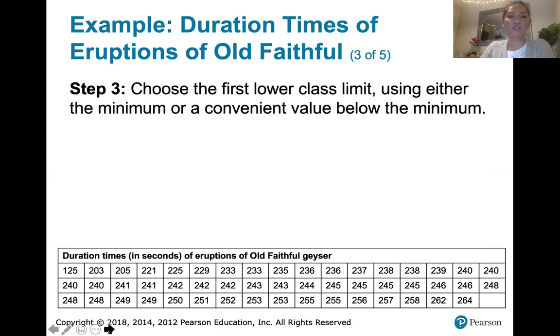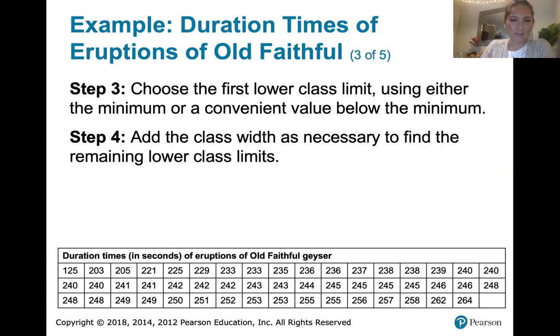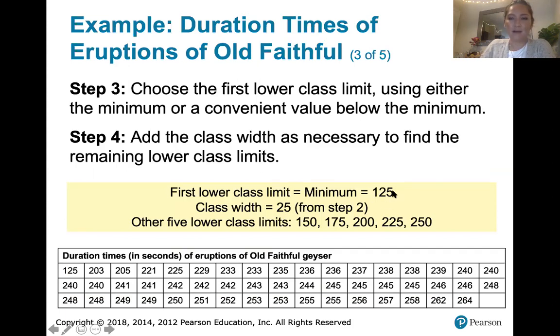Now you want to choose the first lower class limit, and usually you're going to choose the minimum value or a convenient value below the minimum. So since our class width is 25 and our minimum value is 125, it makes sense to use 125 as our minimum value and then just add 25 a number of times to get the other lower class limits. So our first lower class limit is that minimum of 125. Our class width was 25 from step 2 of this example.